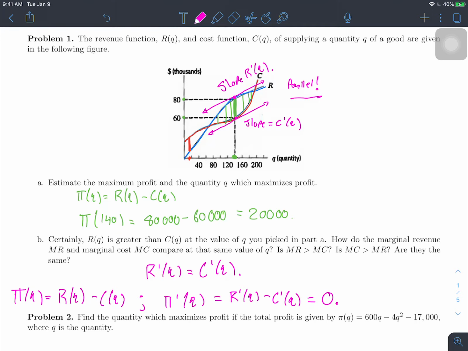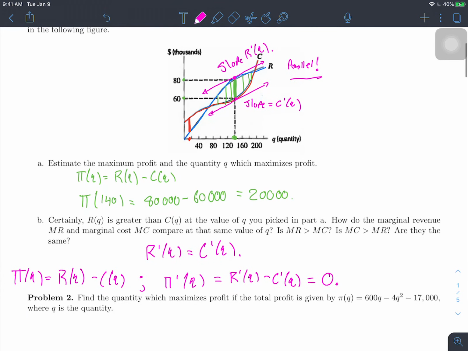Now, if we wanted to really specify that it was going to be a maximum, we could go ahead and look at the second derivative of these two functions. We know that R double prime is going to be, well, we'd have to make some comparison. I guess we won't look at that. We can tell just from looking at the graph, but pi double prime will tell us if Q is a max. Or we could use the first derivative test, so on and so forth.